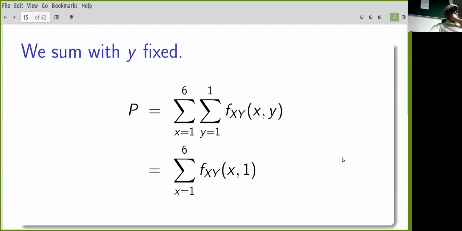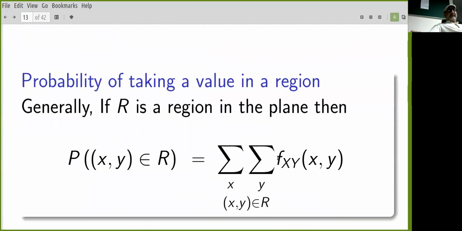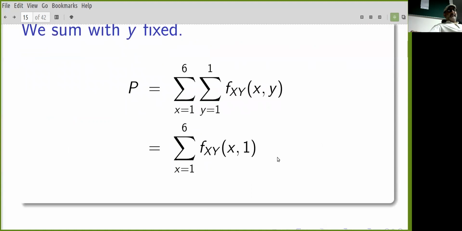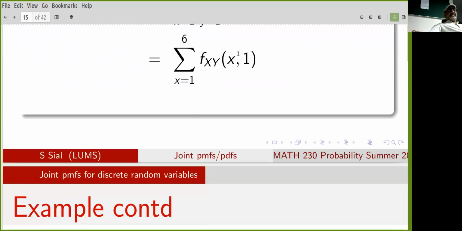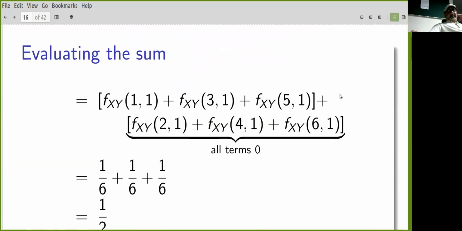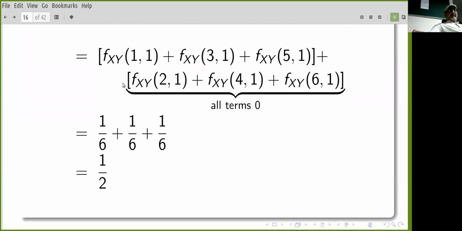So this is the way you do it. Y is simply stuck at 1, and x takes values 2, 4, and 6. When x is equal to 1, this f sub xy takes the value 0. So all these terms for the other values of x would be 0. So it's 1/6 plus 1/6 plus 1/6, which is equal to 1/2.